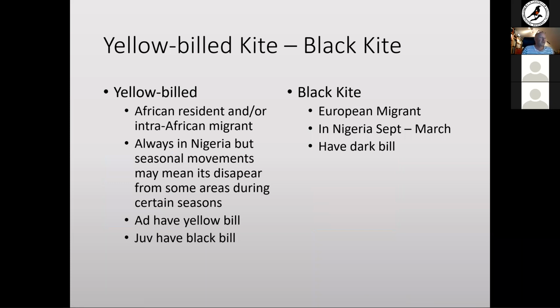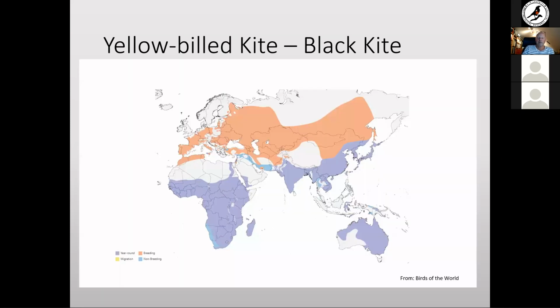One problem we have is yellow-billed kite and black kite, because in most books we have, even our African yellow-billed kite is labeled as black kite. But the black kite is most often now split into yellow-billed kite that breeds in Africa, and the black kite, which is a European migrant. And yellow-billed kite, the important thing to have in mind is that juvenile yellow-billed kite has black bills. The former black kite has a very large distribution.